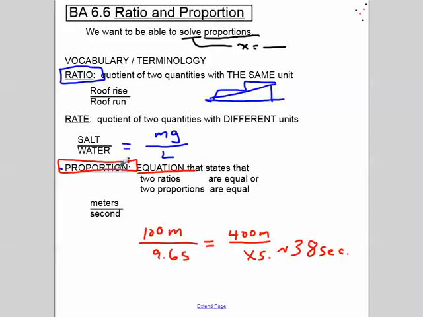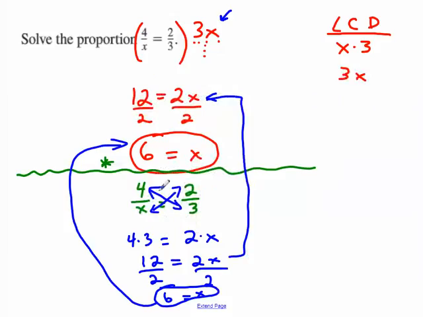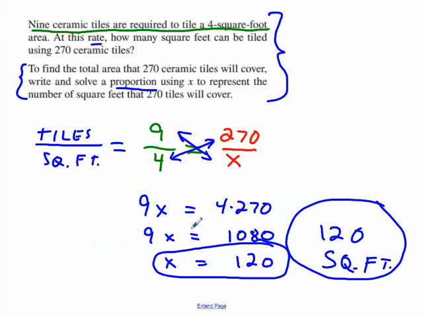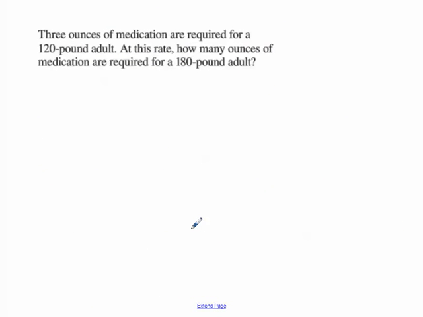A proportion then sets up two rates equivalent to one another. This rate equals this rate. And then you can solve by cross-multiplying. 4 times 3 equals 2 times x, and then solve that equation. So let's take a look at this idea and say, here's another word problem.